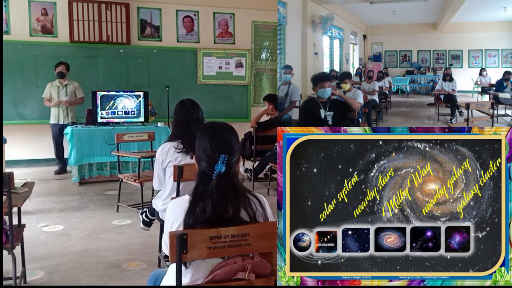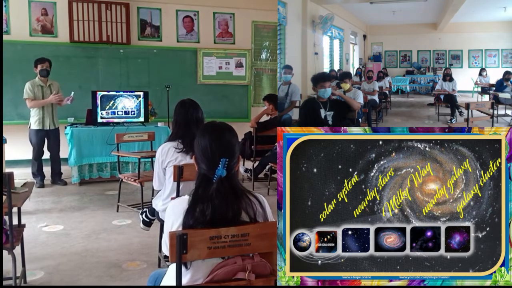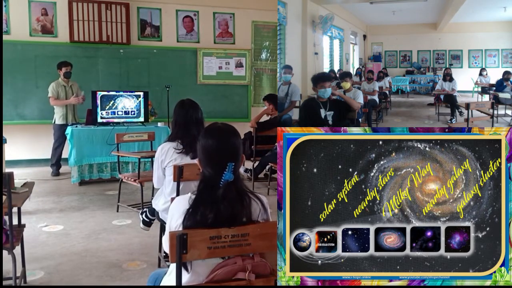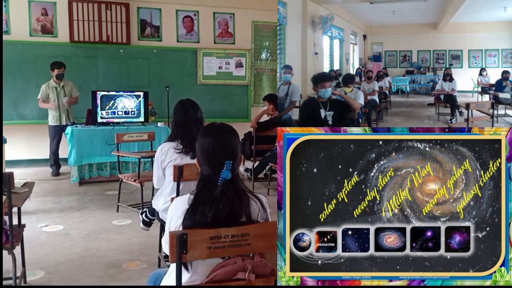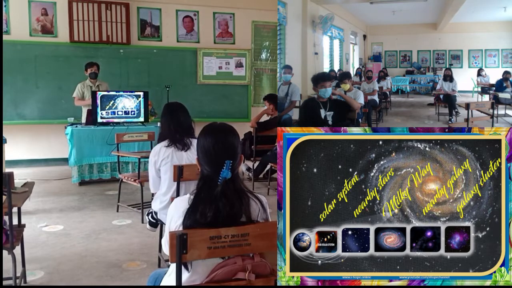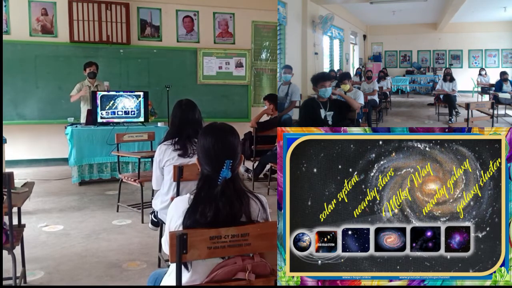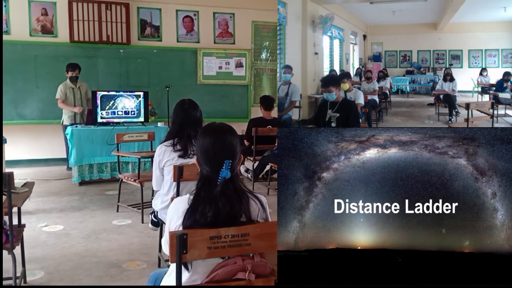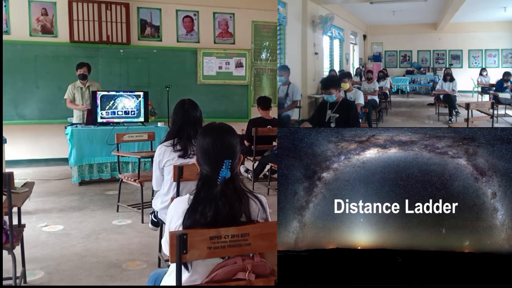Then, how will we be able to determine the distances of the celestial bodies, the distance of the nearby stars, the distance of the Milky Way galaxy, the celestial objects in the Milky Way galaxy, the nearby galaxies, and the galaxy clusters? There is a series of successive methods that astronomers use to measure the distances, and they call that the cosmic distance ladder. So for us to know what a cosmic distance ladder is, I will show you a video about the cosmic distance ladder.